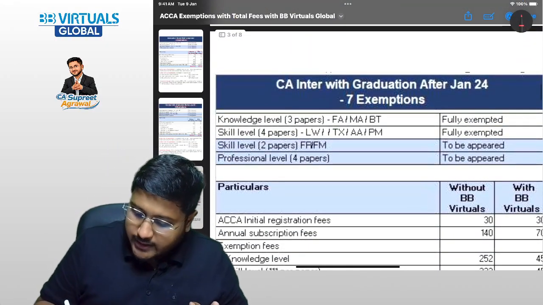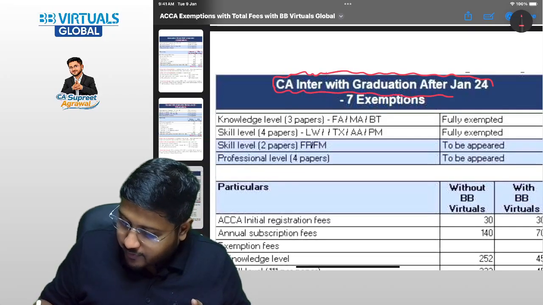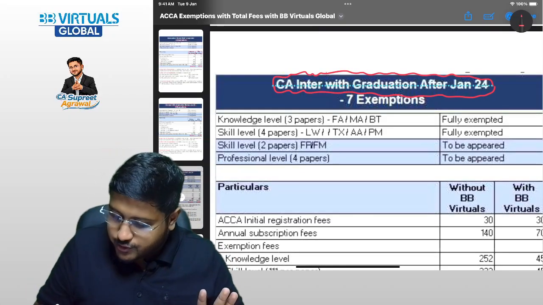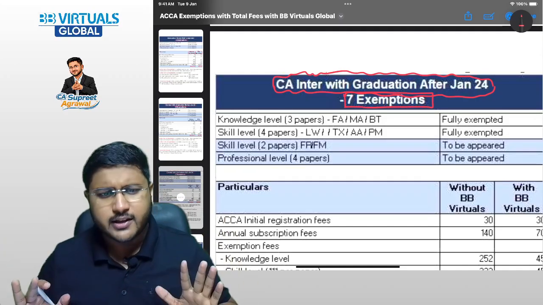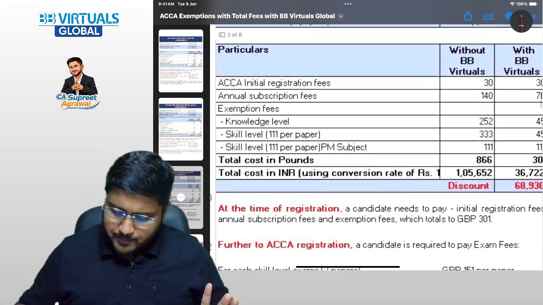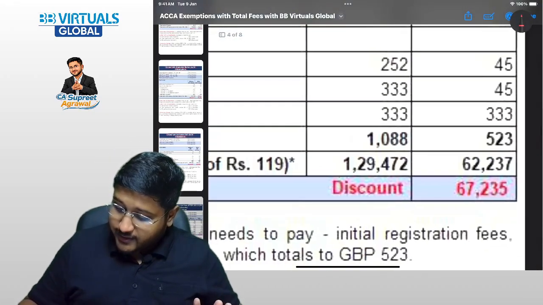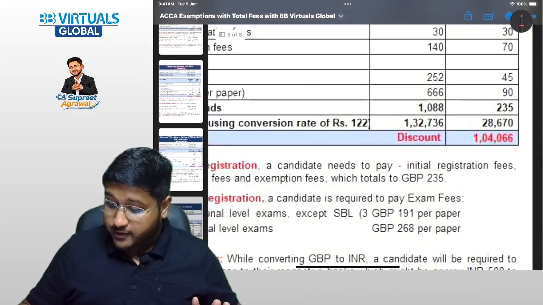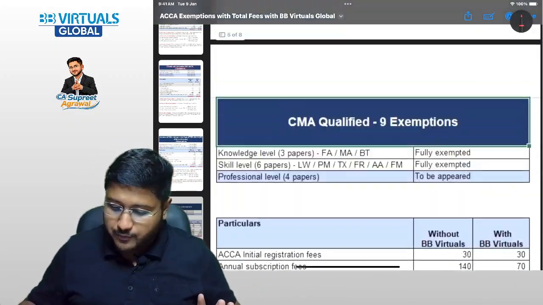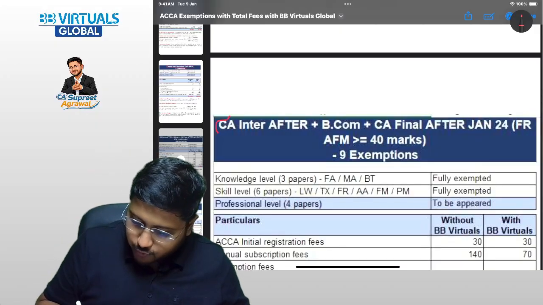Okay, then the third category is CA Inter with graduation after Jan 2024. So the total exemptions are 7 exemptions. Again, we are going to explain everything to you in detail paper by paper along with the detailed cost as well. My dear friends, you can see here that the discounts that you can get is here 67,000, but if you go here, it's up to 1 lakh also, and more than 1 lakh also. So that's huge, right? So stick with me till the end of the video.